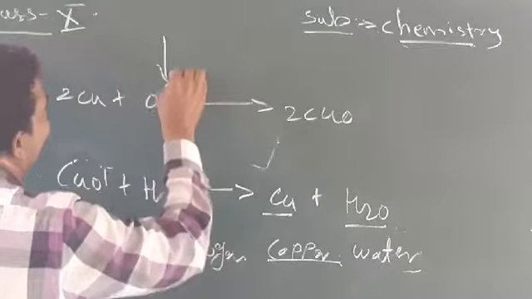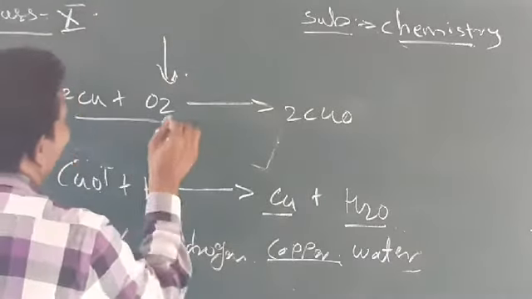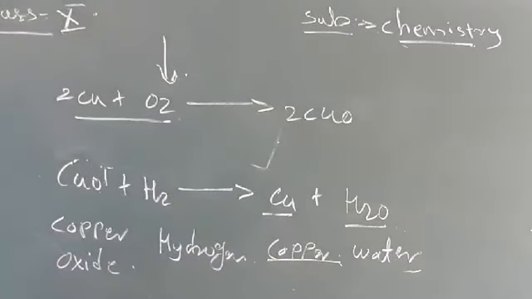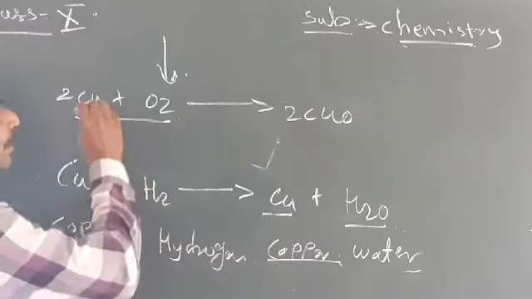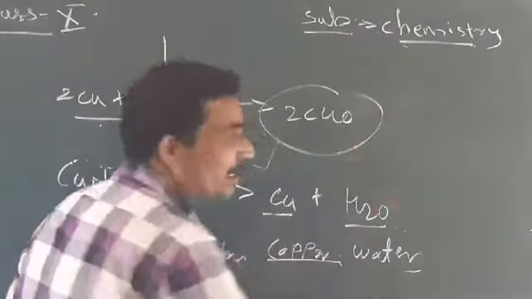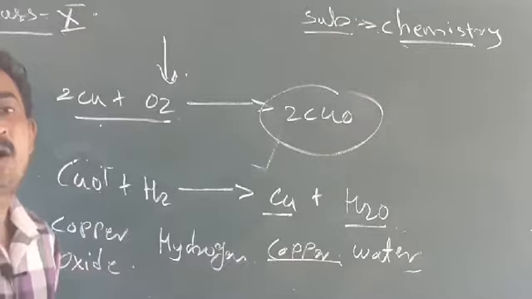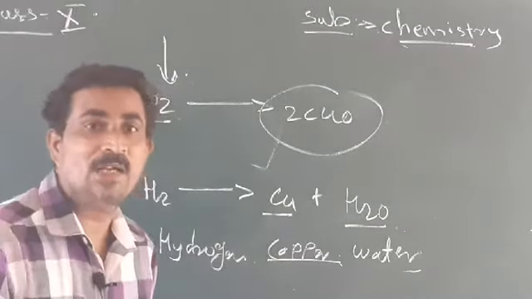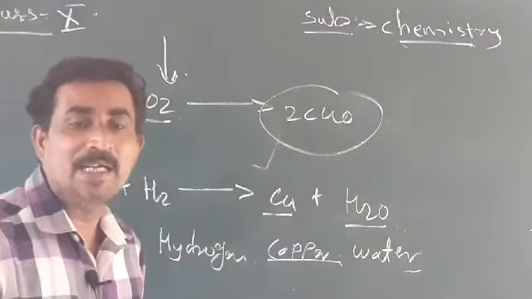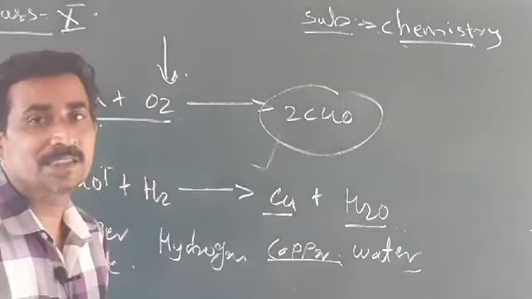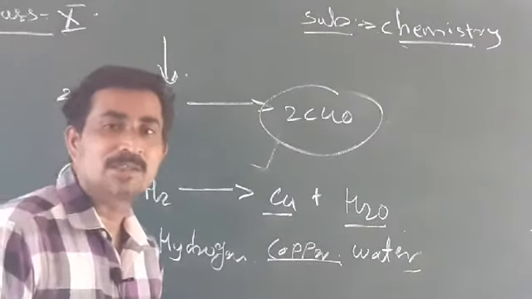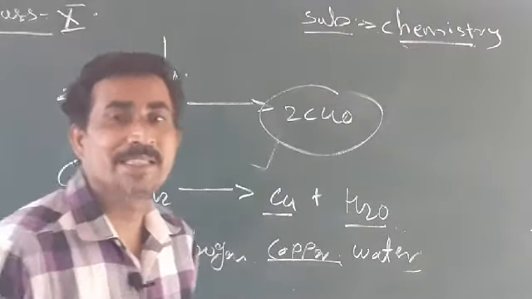Air is added, which contains oxygen, so oxygen is a reactant. The oxygen we added forms a product, copper oxide. It means that in this reaction oxygen is added and hydrogen is removed. Such reactions we call oxidation reactions.